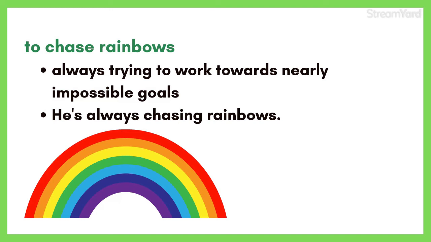For example, he's always chasing rainbows. What is Mike doing these days? Did he get a job yet? No, he's always chasing rainbows. He's not succeeding. He's not doing a great job. He's trying to find things that are better at the end of the rainbow, but he just can't get there.